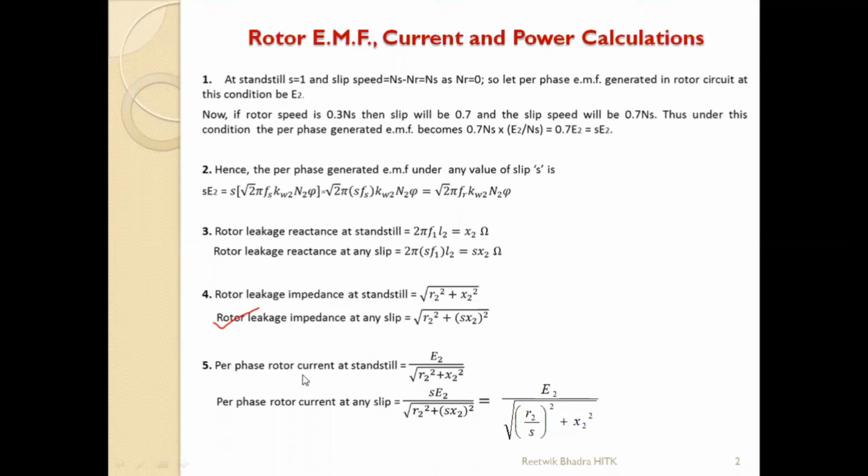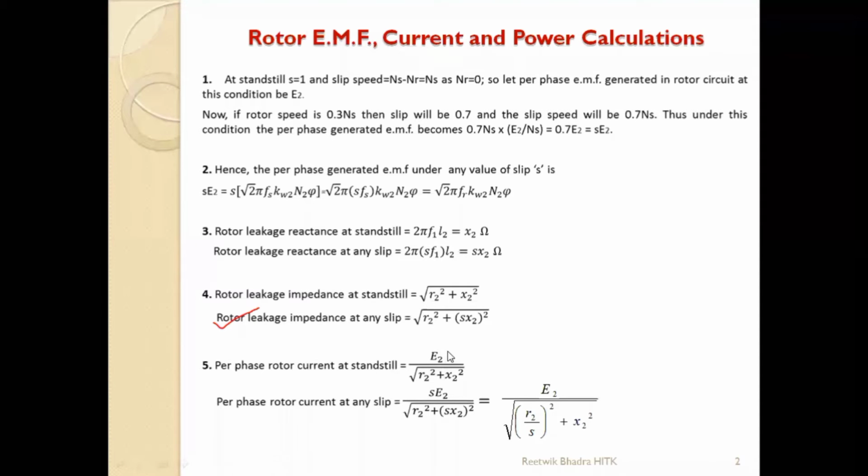Next, what will be the rotor current at standstill? I have the impedance calculated. I know the EMF also. At standstill, what is my EMF from point number 1? E2. So can I say E2 by Z will be my current flowing through the rotor circuit? Yes. So per phase rotor current at standstill is E2 by Z. What is Z at standstill? R2 square plus X2 square, written over here.